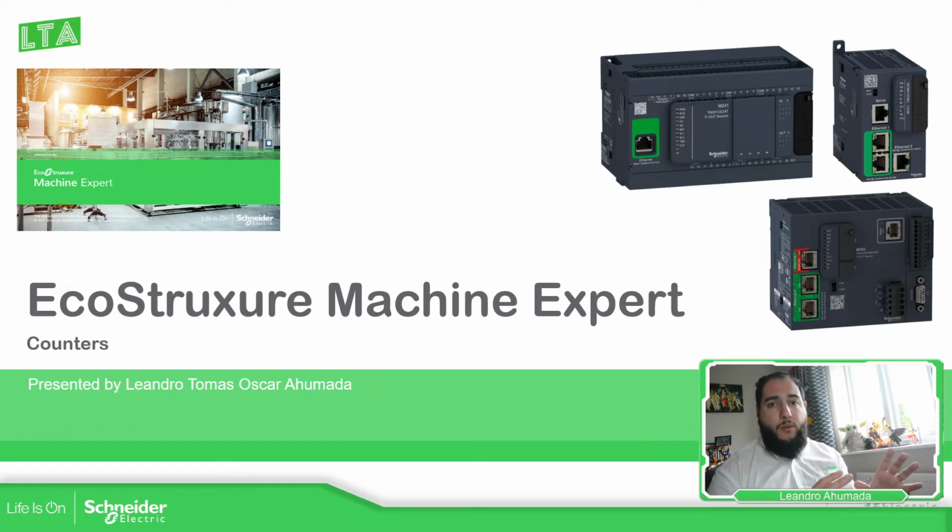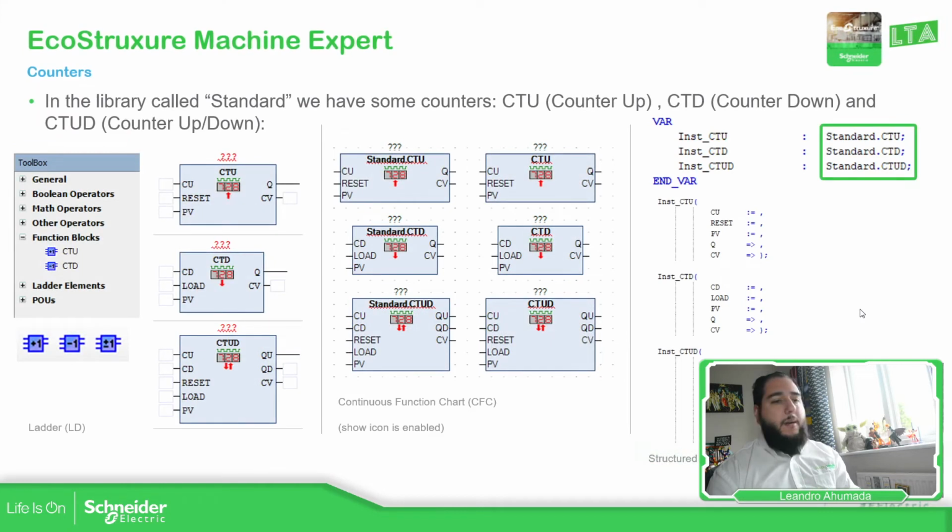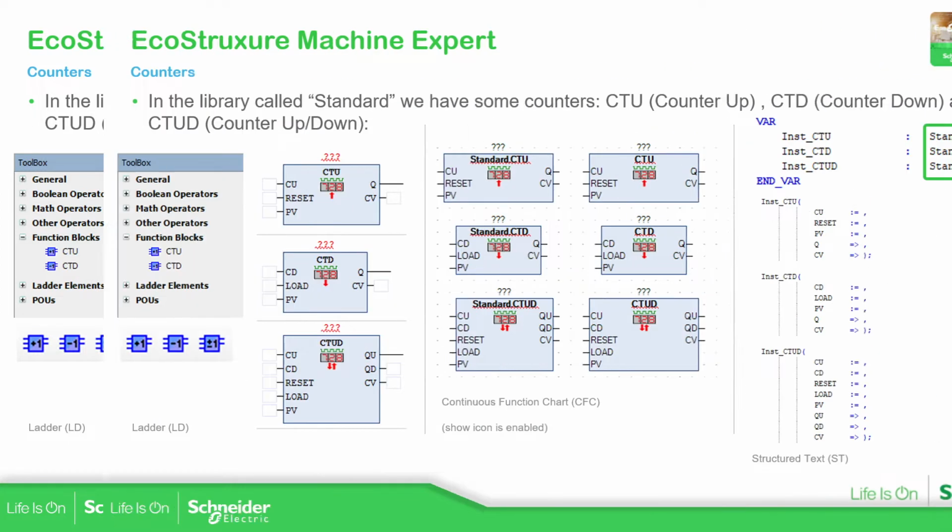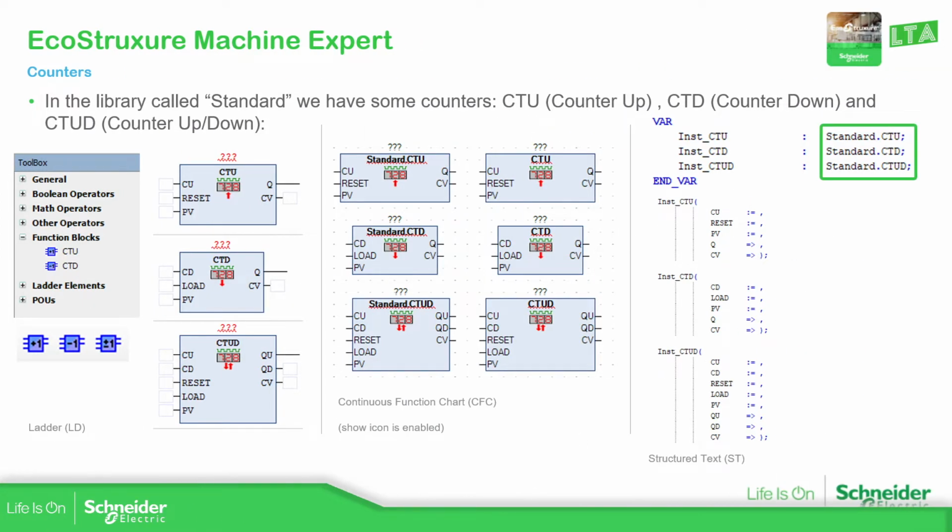As I mentioned before, I'm going to focus on three different languages: ladder, CFC, and structured text. In the next slide we can see the different visualizations of these counters that we have in the software. In Machine Expert we have three different counters: counter up, counter down, and a mix of all of them.